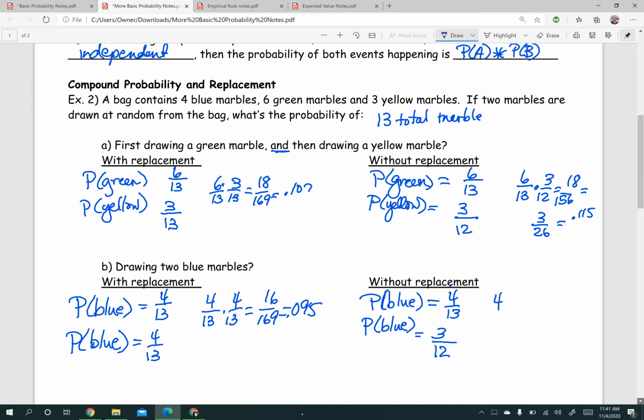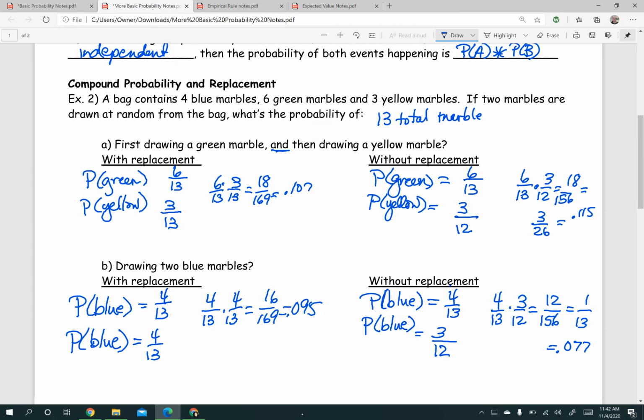So now I would say 4 out of 13 times 3 out of 12, which is 12 out of 156, or 1 out of 13, and the decimal is 0.077. Okay? So this is all you need to know about compound probability.